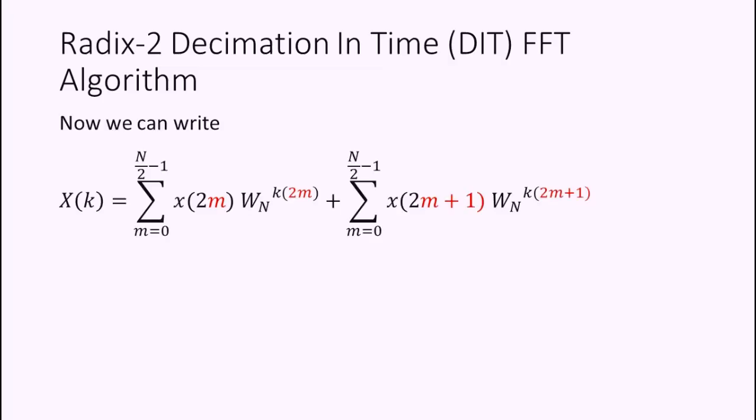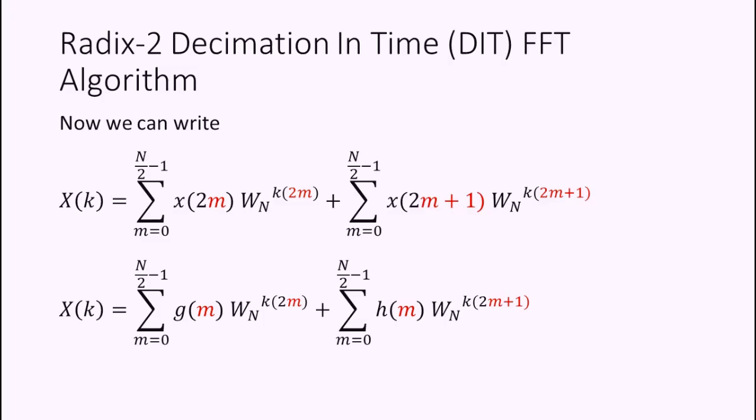Now we replace odd n as 2m+1 and even n as 2m, so that the equation becomes X(k) is equal to summation of m = 0 to N/2 minus 1 of x(2m) W_N to the power k(2m), plus summation of m = 0 to N/2 minus 1 of x(2m+1) W_N to the power k(2m+1). Now x(2m) is replaced by g(m) and x(2m+1) is replaced by h(m).